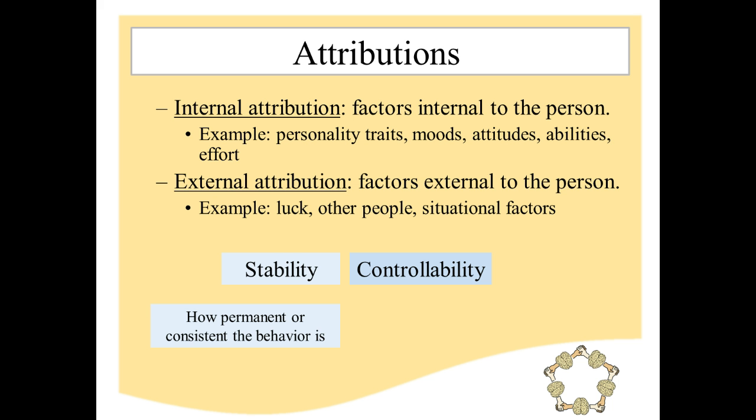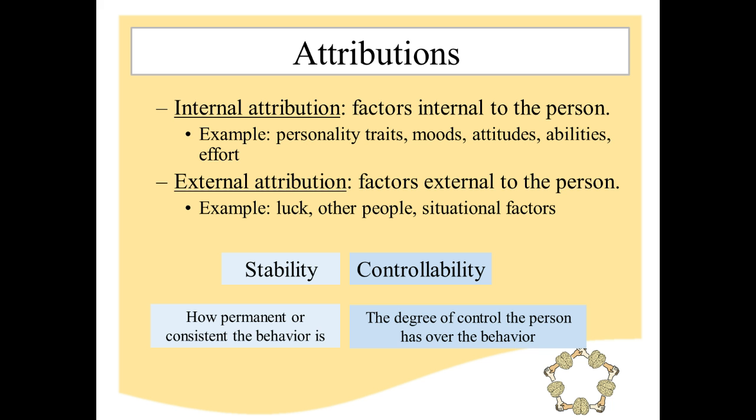And similarly, controllability refers to the degree of control you have over the behaviour. So again, if it's something you have control over, then you might make an internal attribution. But if it's something you have no control over, then perhaps you might make an external attribution. So these two factors, stability and controllability, will influence what type of attribution you will make.